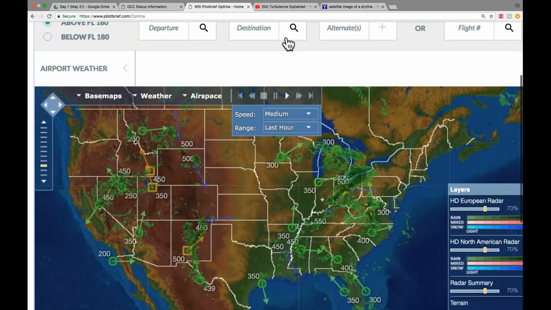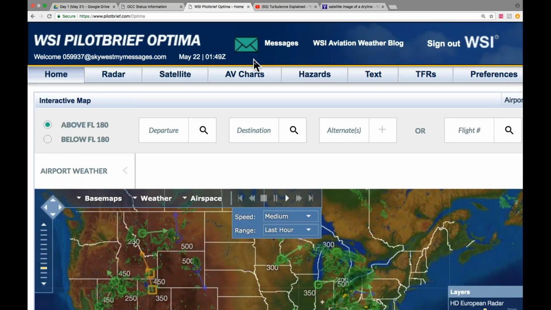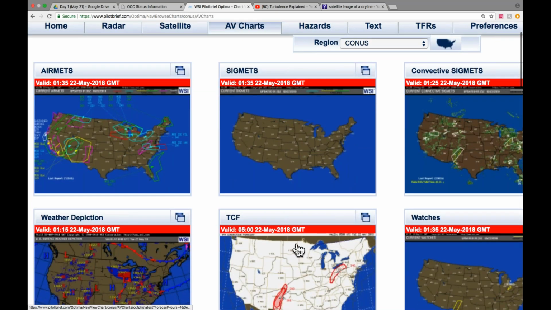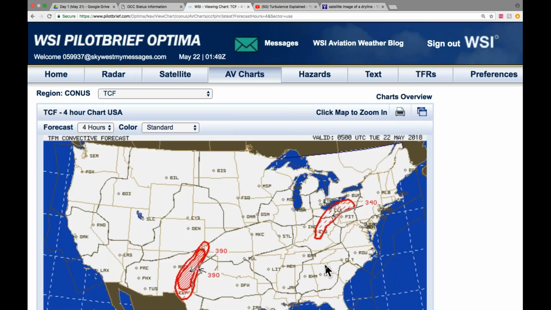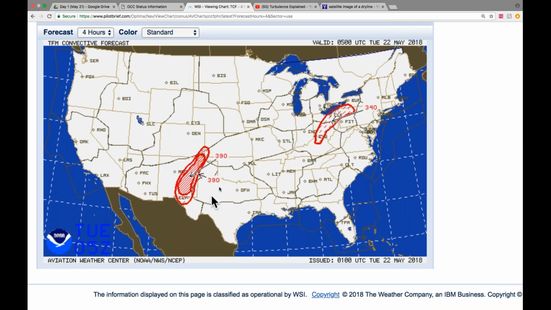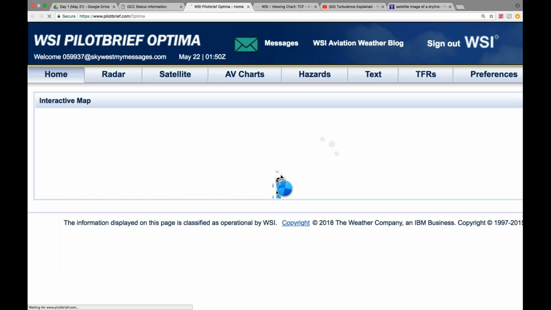Something that we use on a daily basis, as well as a chart we call the TCF. So this is a thunderstorm convective forecast, and it highlights areas where they believe there's going to be severe thunderstorms. So we'll use these. Go back to our map here real quick. Try to get both of them up at the same time.